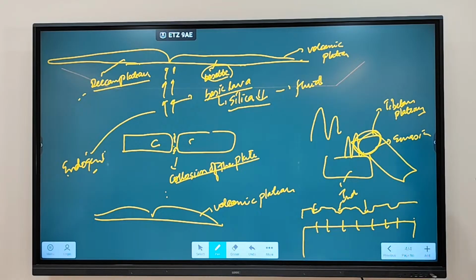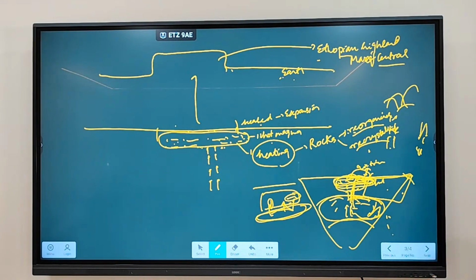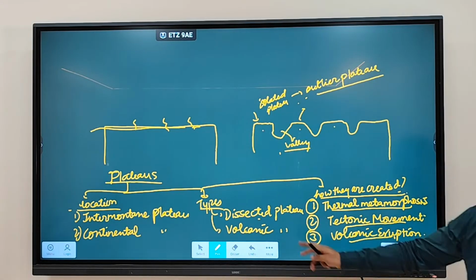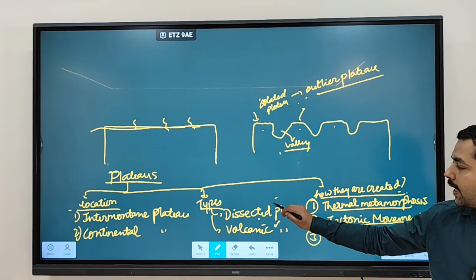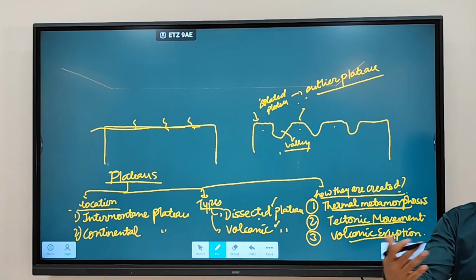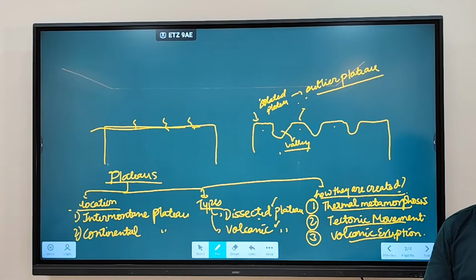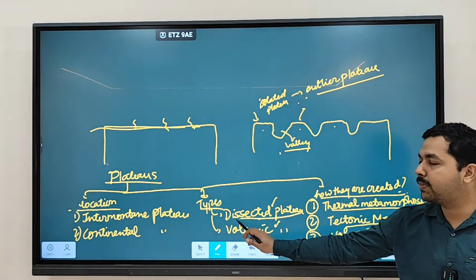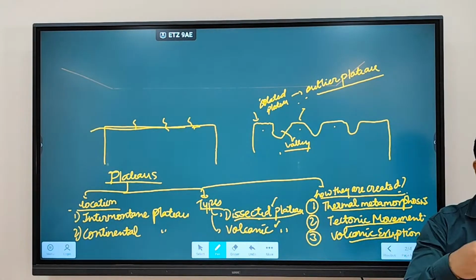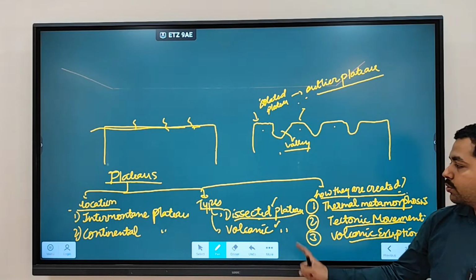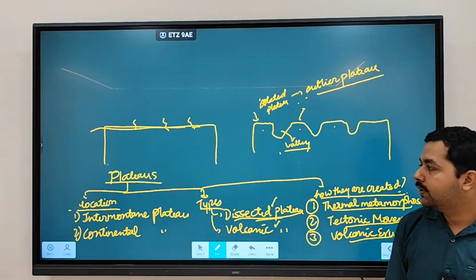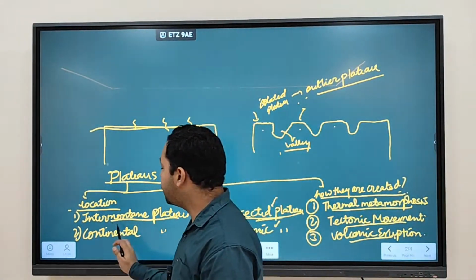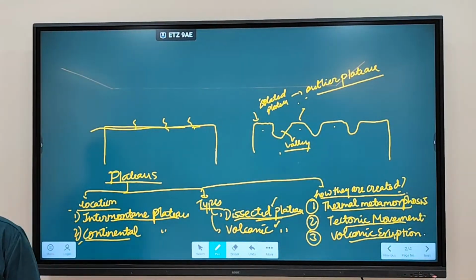Fine. So based on types, you can have volcanic plateau, which is formed due to endogenic forces. Dissected is exogenic. You know that weathering and erosion happen due to which process? Exogenic process. So when this plateau is eroded and cut into many parts, it is called a dissected plateau. Fine. The third type is based on location: intermontane plateau or continental plateau.